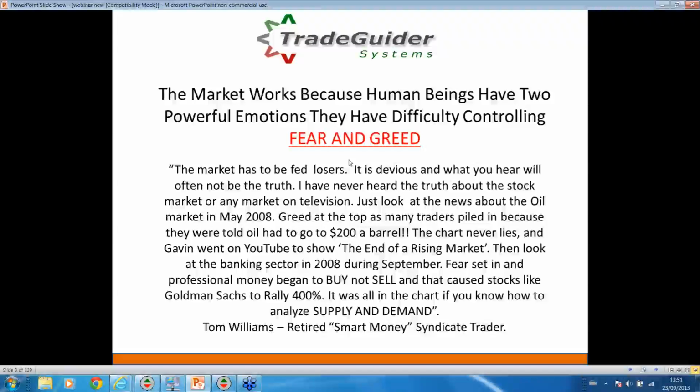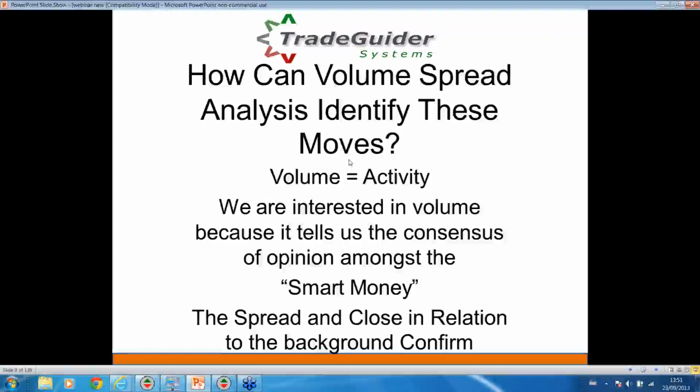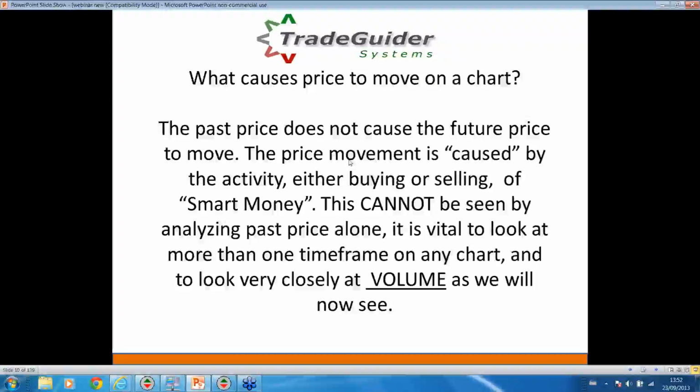And when we look at a price bar, we're looking at the activity on that bar. The activity is simply volume. And volume tells us if professional money, big players, are becoming very, very active or very, very inactive. And then if we look at the spread of the bar and the closing price, it tells us on that volume what their true intention was at that price level.